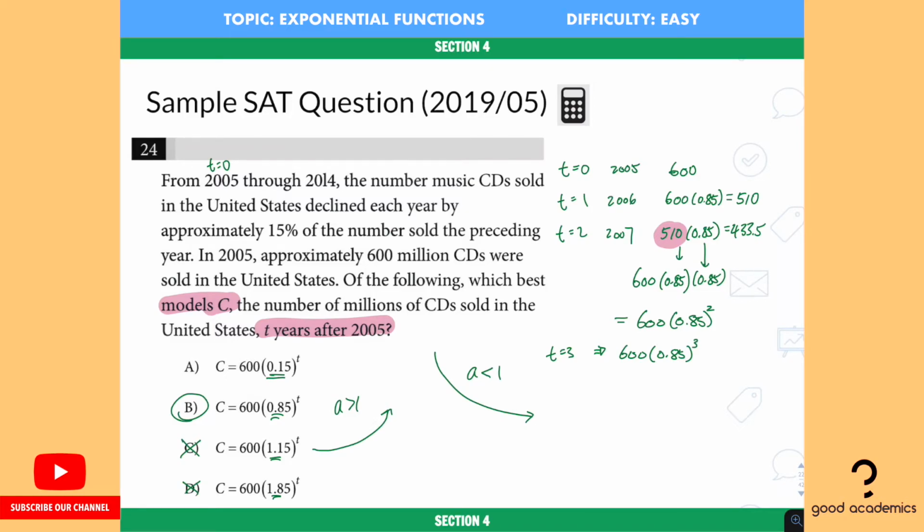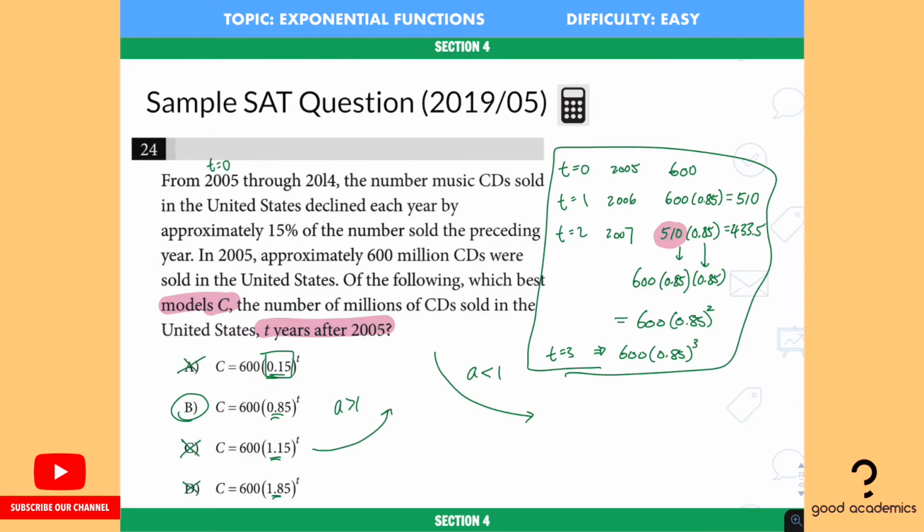Now, if you ask, what about A? Could A be correct? Well, this is showing you the amount of decline each year. So if you use this equation, you're actually showing how many millions of CDs they were declining after some years. That's not what we want. So showing the steps over here gives you a really good explanation of why B is the correct answer.